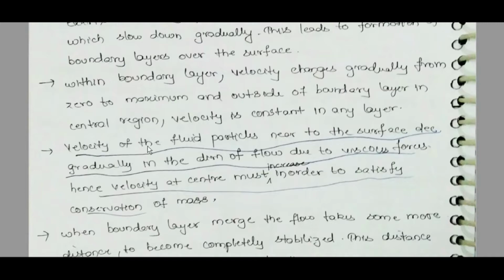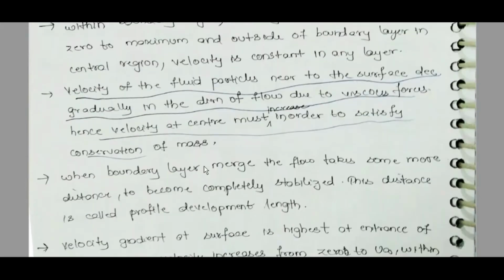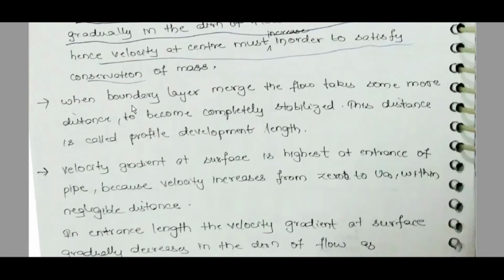The velocity of fluid particles near the surface decreases gradually in the direction of flow due to viscous force. Hence, velocity at the center must increase in order to satisfy conservation of mass. When the boundary layers merge, the flow takes some more distance to become completely stabilized. This distance is called the profile development length.